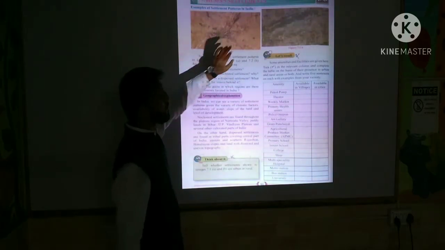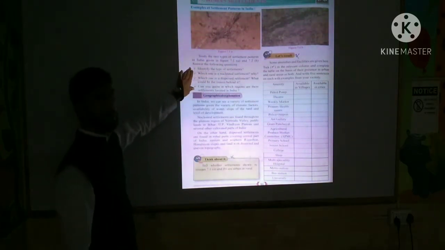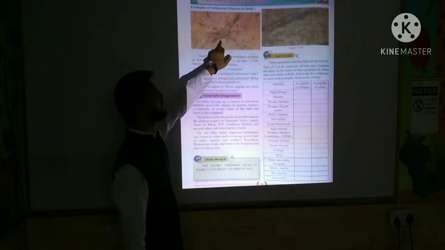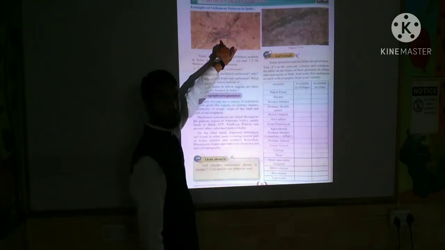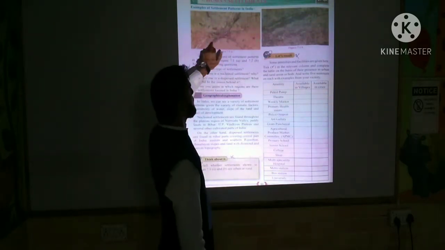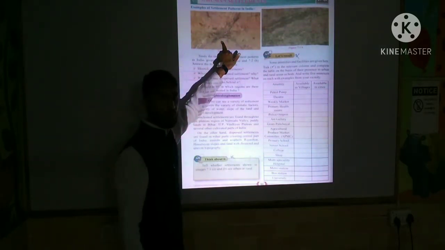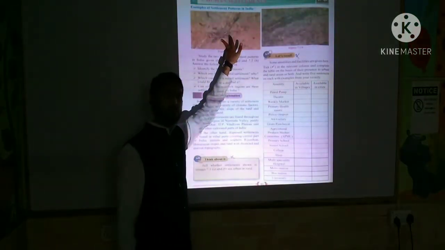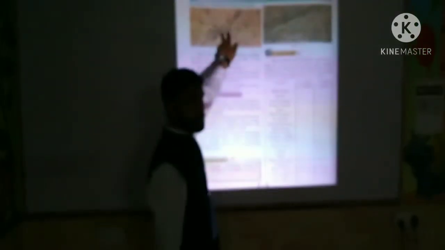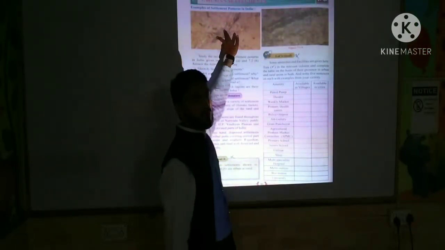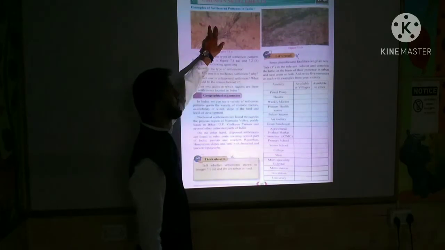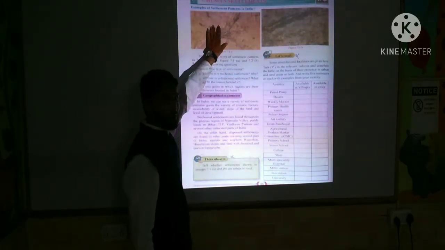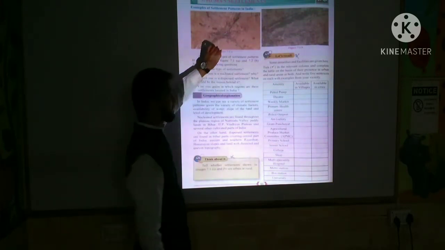Related to these two pictures, a few questions are given to us. In the first, identify the type of settlement. If you see this settlement, students, this is a nucleated settlement, meaning settlement took place at one place, mostly found in cities. If we take the example of our Khed, Khed market or Dagbangla area, even Mumbai city entirely, this is a nucleated settlement.